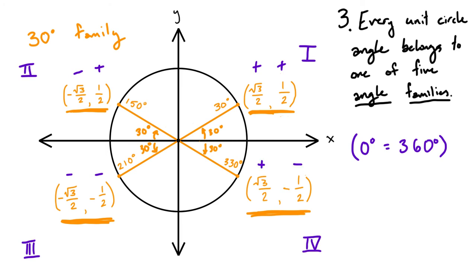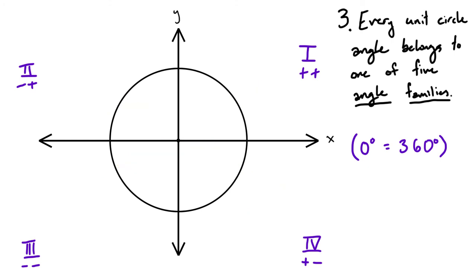And that'll be true in general. Quadrant 1 will be positive positive, quadrant 2 will be negative positive, quadrant 3 will be negative negative, and quadrant 4 will be positive negative. So, now that we've seen how the pattern works, we are ready to blaze through the 3 remaining angle families. But don't hesitate to pause the video and let this sink in more if you need a little more time.